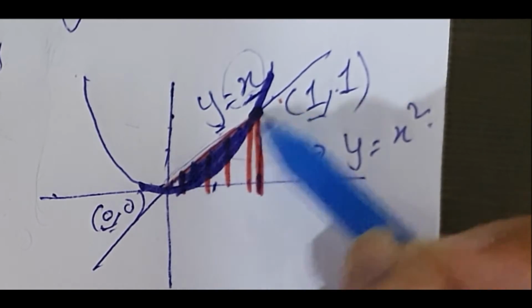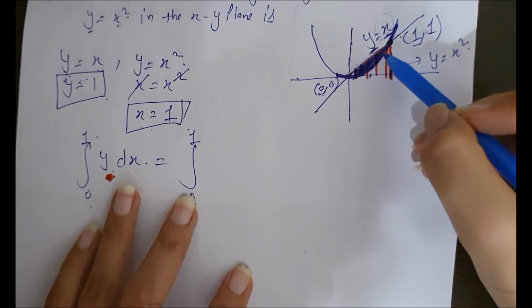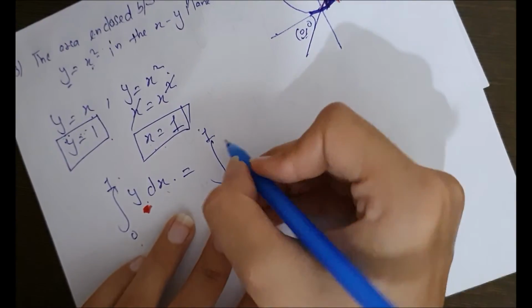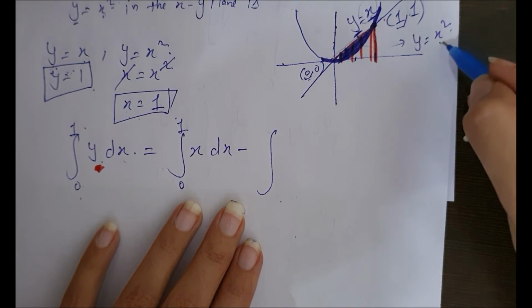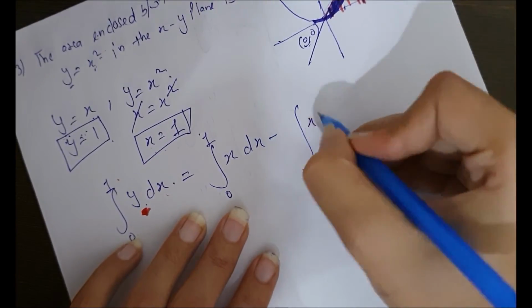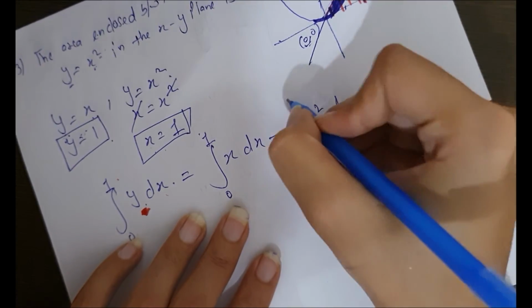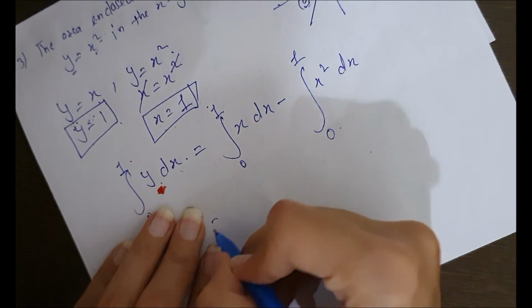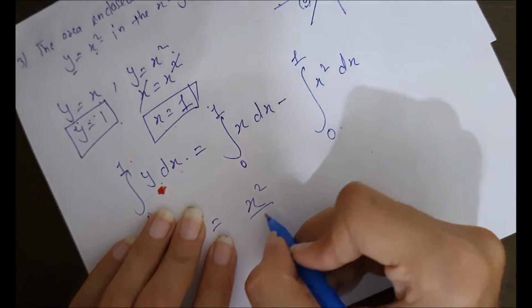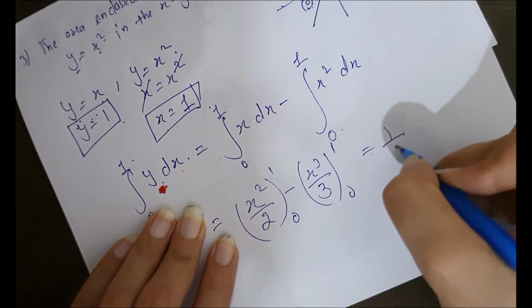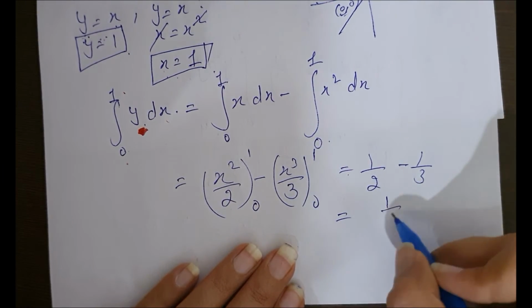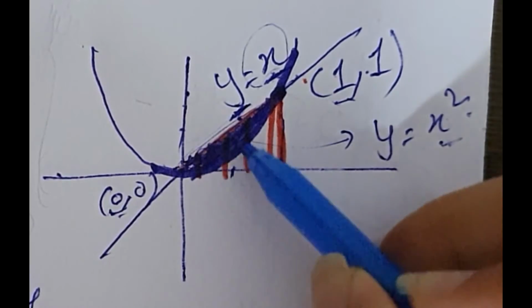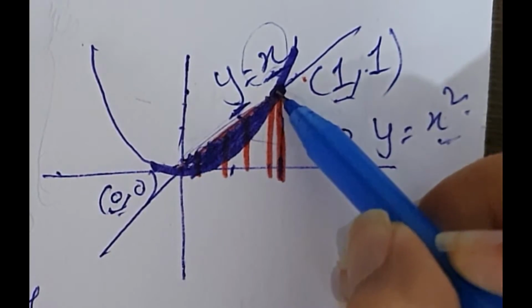So the equation of this line is y is equal to x, so put the value of y, that is x dx, minus, here the value of y is x square, put it dx, 0 to 1, integrate it. So the answer comes out to be 1 by 6. So the area of this common part is 1 by 6 square units.